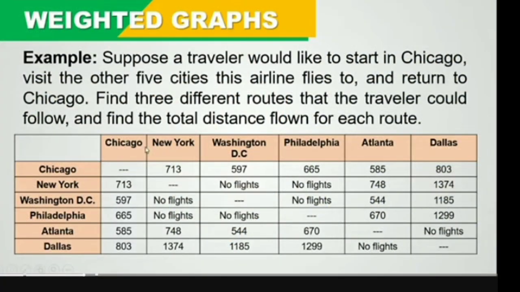Okay, now we have this example, guys, and also a problem. Suppose a traveler would like to start in Chicago, visit the other five cities this airline flies to, and return to Chicago. Find the three different routes that the traveler could follow and find the total distance flown for each route. So we have these cities: Chicago, New York, Washington DC, Philadelphia, Atlanta, and Dallas.